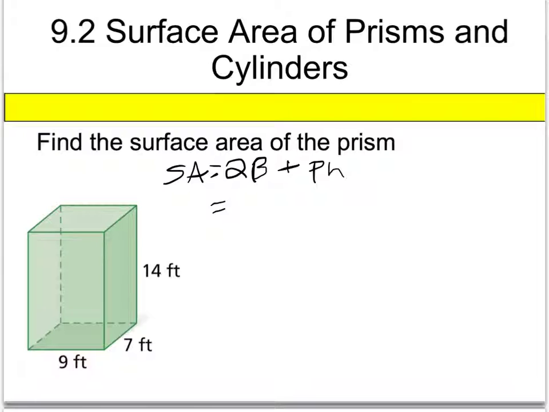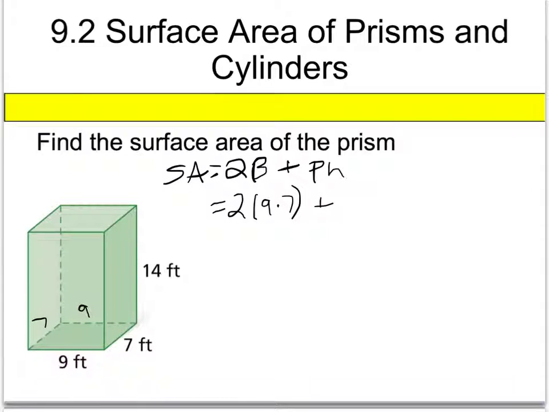So if we look at this rectangular prism that we have here, notice that we have 9, 7 on the other side of this here, 9, and we have a 7 down here as far as our base. Okay, so now we're going to take 2 times the area of our base. Well, we know that in order for us to find the area of that base, we need to take base times height. So that's where we get 9 times 7.